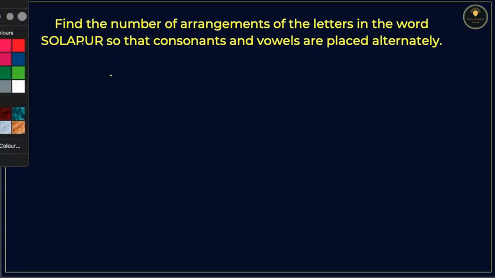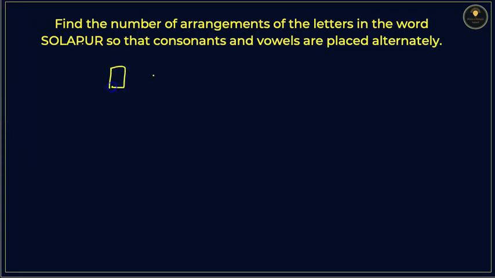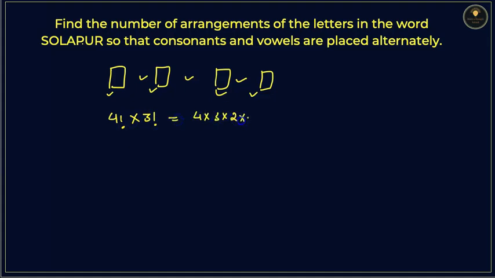So if I am writing 4 positions for the consonants, I will write it like this. And then in between those we have only 3 positions. With the help of permutation, that is given as 4 factorial. And for the remaining ones, we can write 3 factorial. That is equal to 4 multiplied by 3 multiplied by 2, and then 3 multiplied by 2.